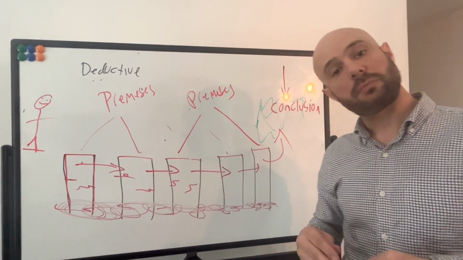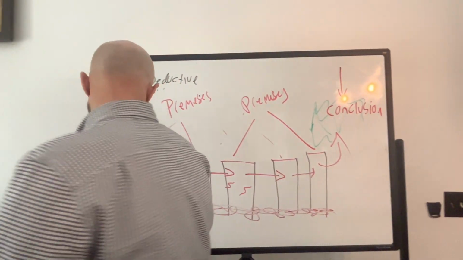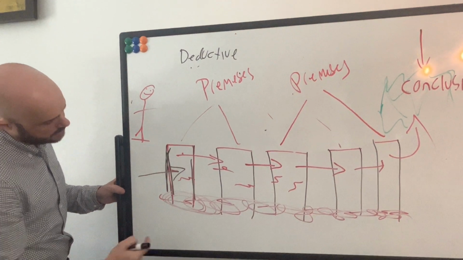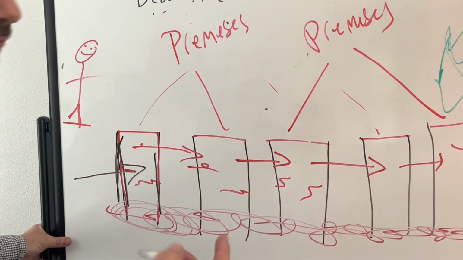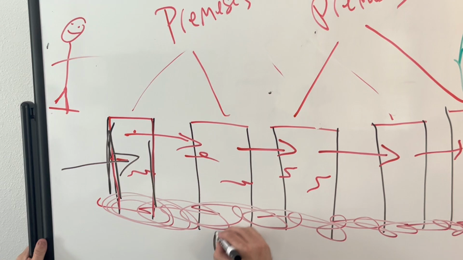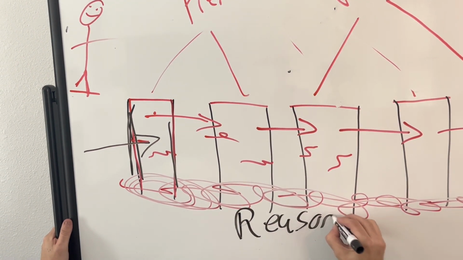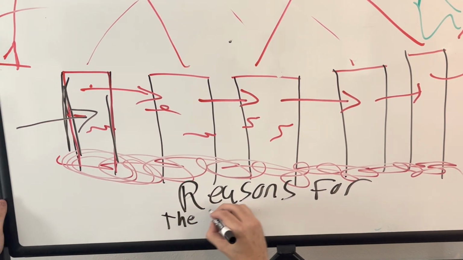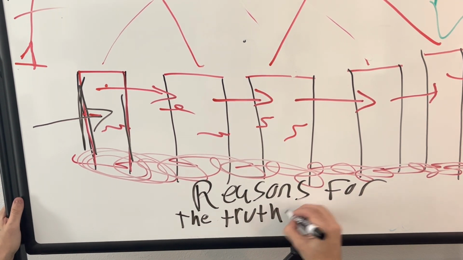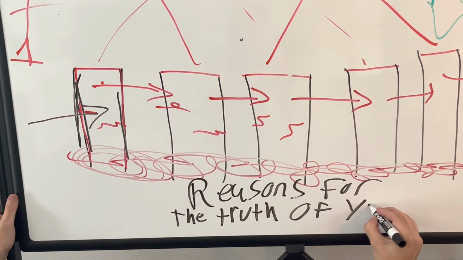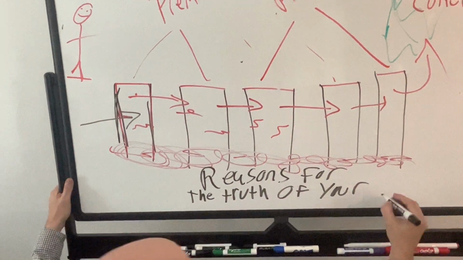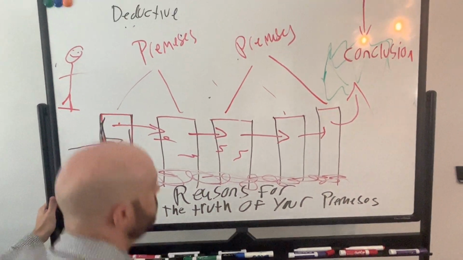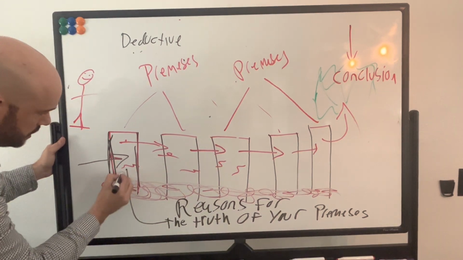What about the support beams? What in the heck are those? These supports right here, these are your reasons for the truth of your premises. This is your reasons for the truth of your premise. It's the support here.